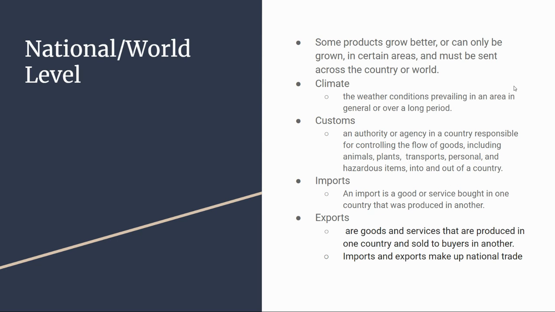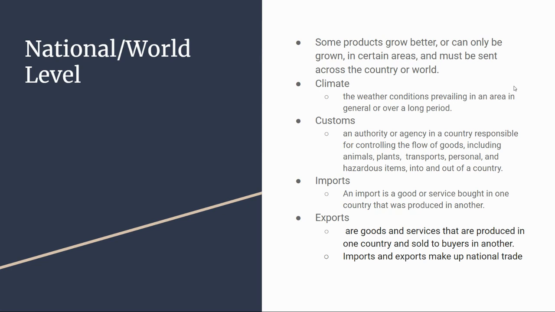So on the national and world level, some products grow better or can only be grown in certain areas of the world, and they must be shipped across the world. So this looks at climate, the weather conditions prevailing in an area in general over a long period of time. And we can talk about all different types of fruits and vegetables specifically that can only be grown in certain parts of the world at certain parts of the year. And so those commodities have to be shipped all over the world.